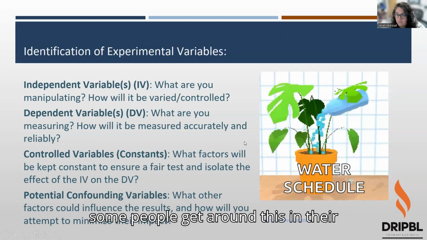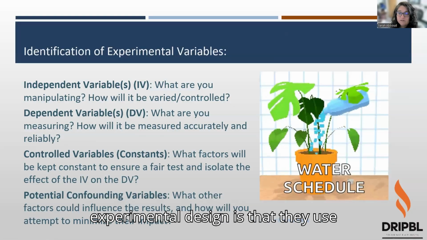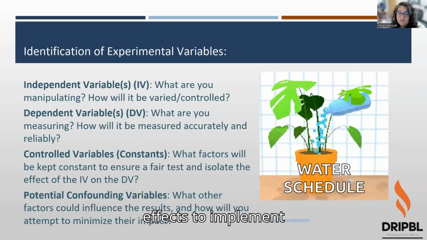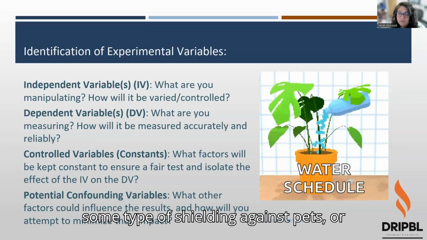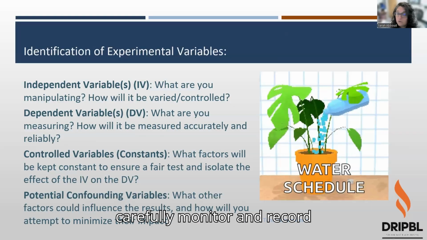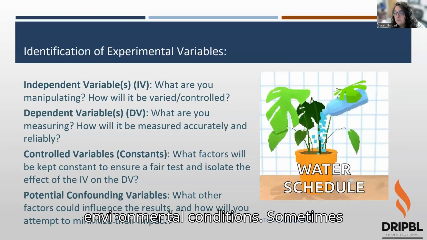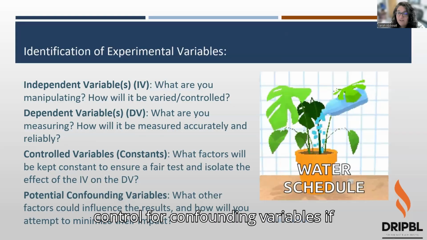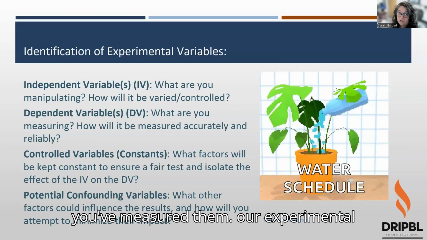So one way that some people get around this in their experimental design is that they use randomization to distribute these unknown effects, to implement some type of shielding against pests, or carefully monitor and record environmental conditions. Sometimes after the fact, you can statistically control for confounding variables if you've measured them.